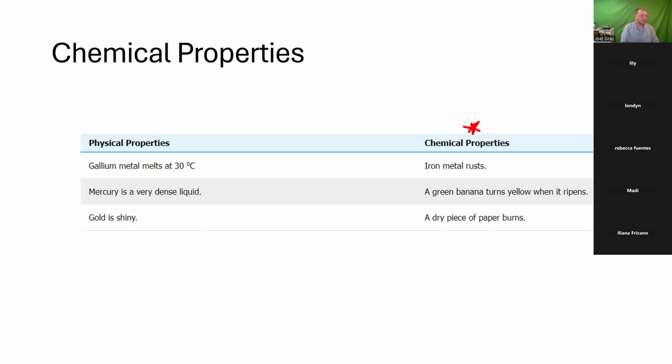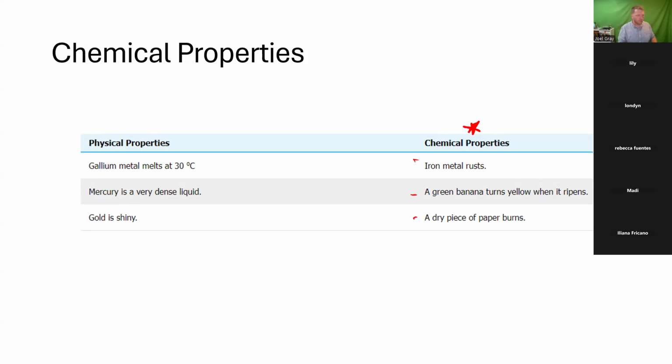So with that in mind, when we think about chemical properties, we're over here: chemical properties and some examples of chemical changes. If you have a bike and you leave it outside for the entire first semester of the year, what's going to happen is your bike chain's going to melt. Not melt, rust. Because iron metal is going to rust. If you eat a banana and you leave the peel outside, that peel is going to begin oxidizing. A green banana peel is going to turn yellow when it ripens. And then a dry piece of paper is going to burn. These are all chemical changes.